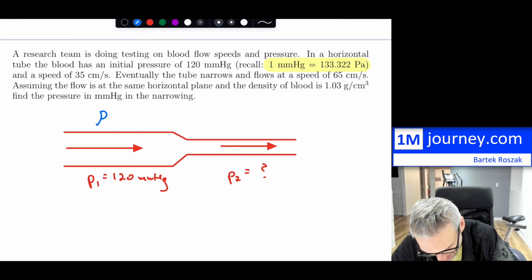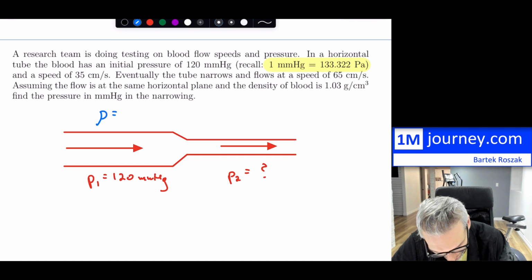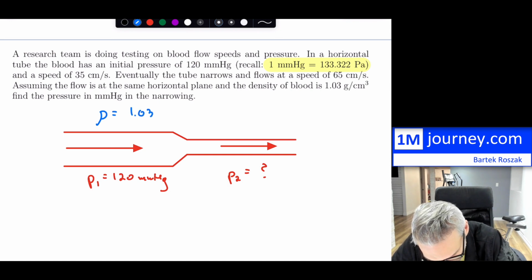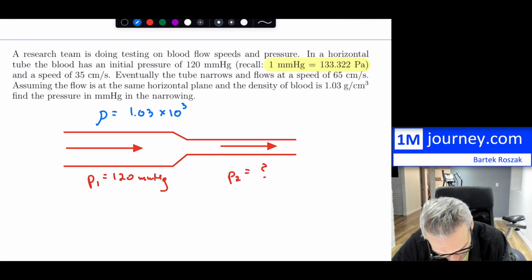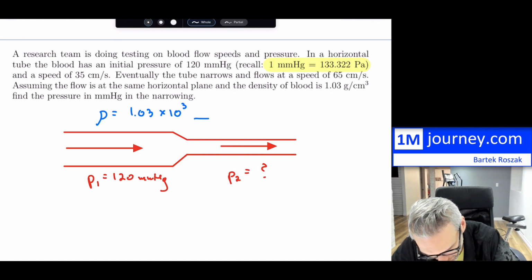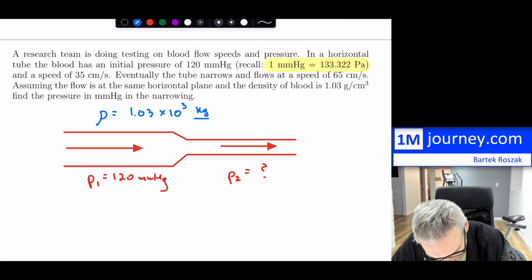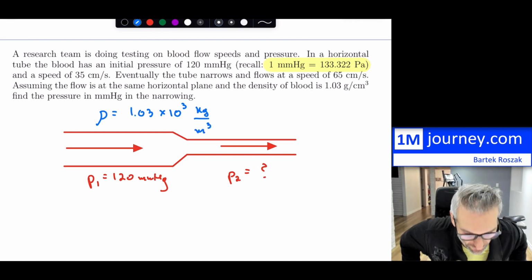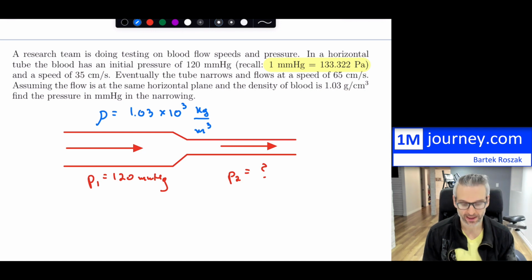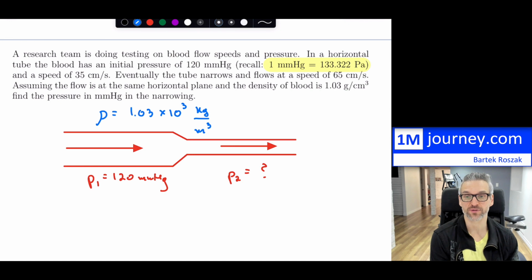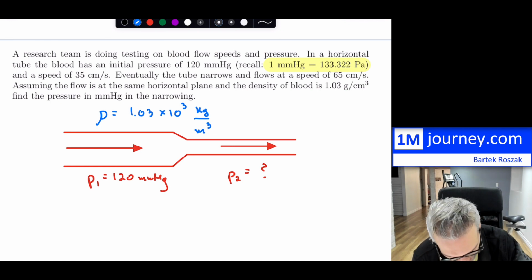So we know the density. Notice the density, I'll change it to metric standard. So this is going to be 1.03 times 10 to the 3 kilograms per meter cubed. When you're going from grams per centimeter cubed back into metric standard of kilograms per meter cubed, you multiply by 1,000. So that's why the 10 to the 3. You can convince yourself if you want to do the unit conversion.